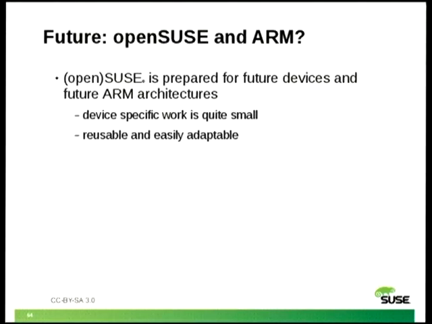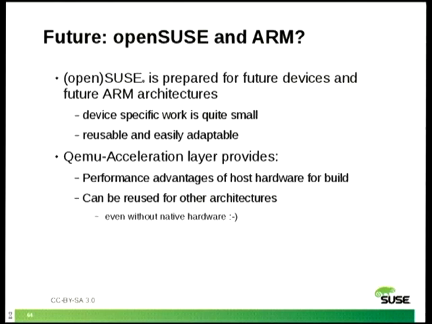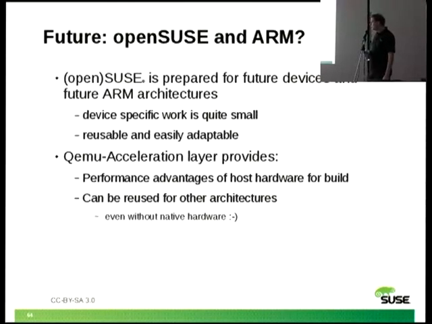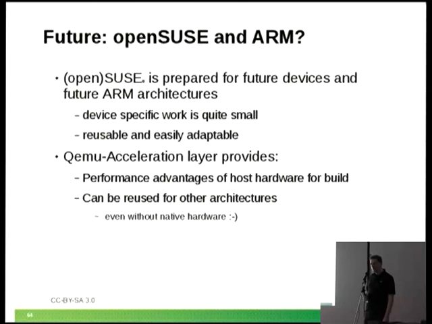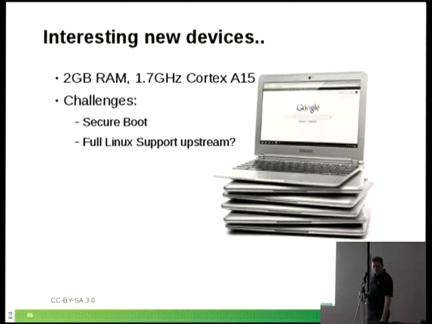All right. So basically the status is that we are pretty well prepared for any future device that might come. We have developed an acceleration layer based on QEMU that can be reused for anything. So it could also be reused to build openSUSE for other architectures, as long as QEMU supports it. It can be used without any native hardware. I mean, that's what we also did.